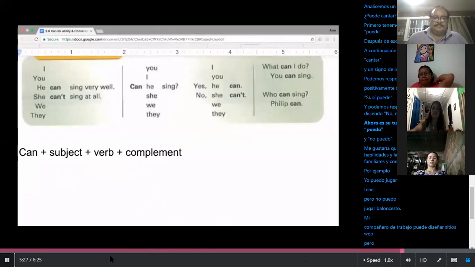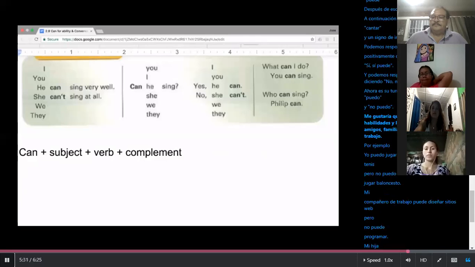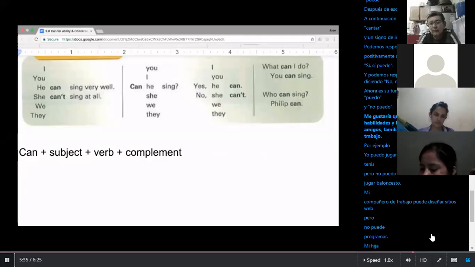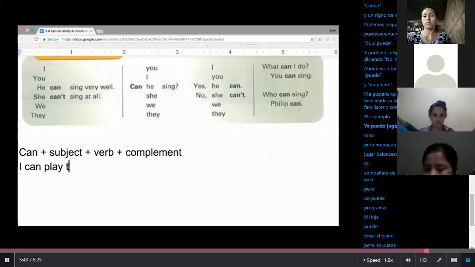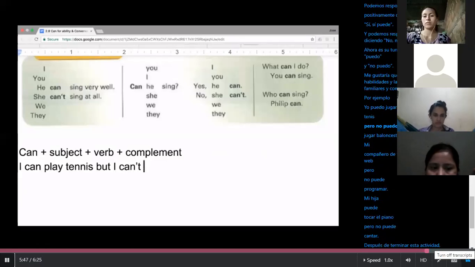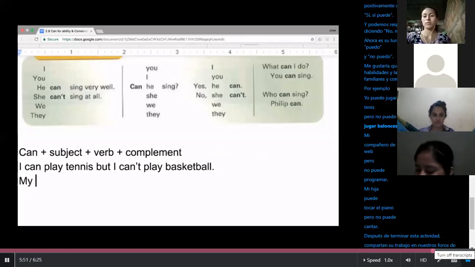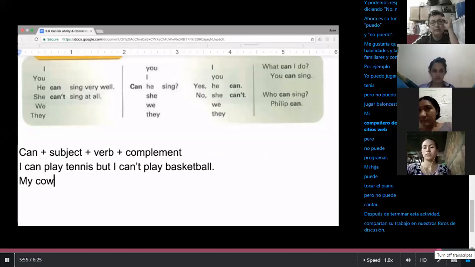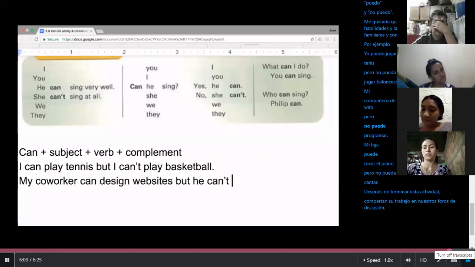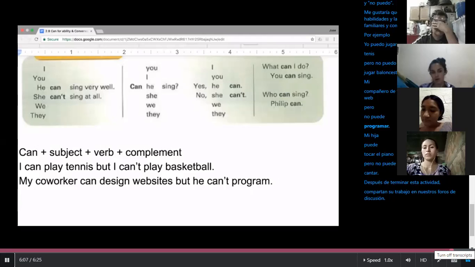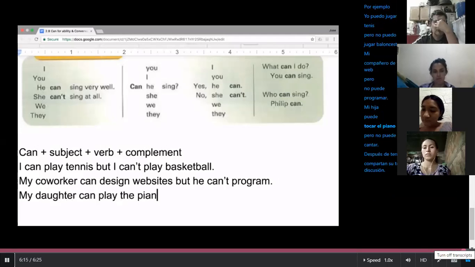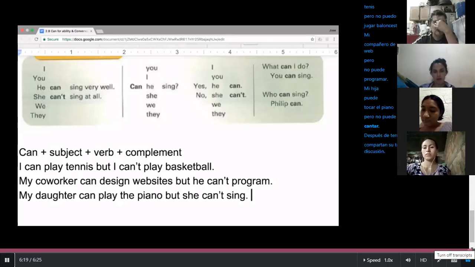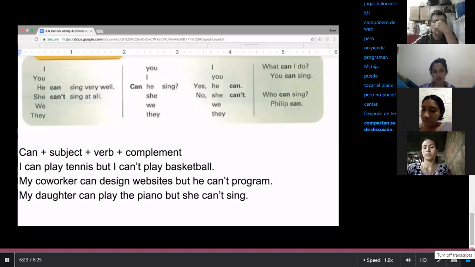Now it's your turn to practice using can and can't. I would like for you to talk about your abilities and the abilities of your friends, family, and co-workers. For example, I can play tennis, but I can't play basketball. My co-worker can design websites, but he can't program. My daughter can play the piano, but she can't sing. After you finish this activity, share your work in our discussion forums.